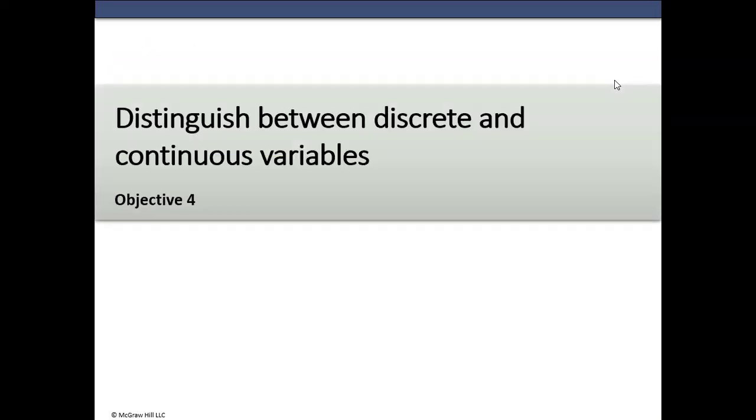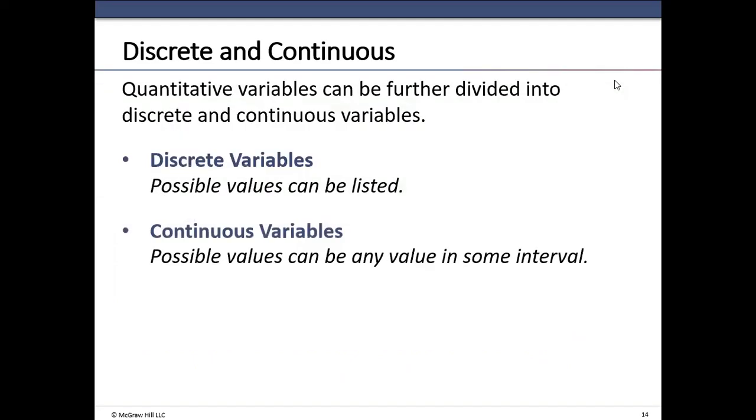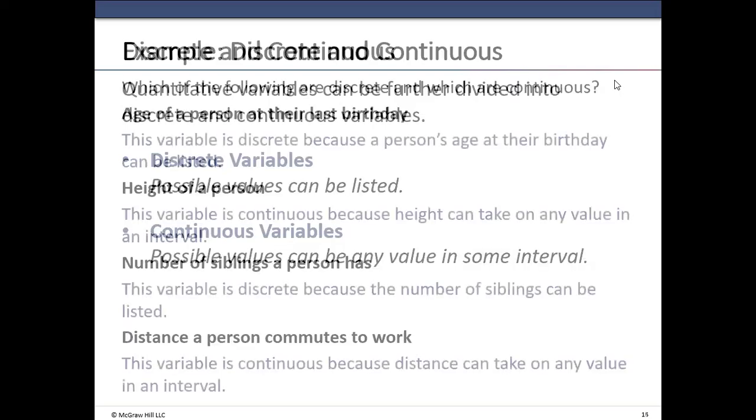Distinguish between discrete and continuous variables. So what is a discrete variable? Possible values can be listed. These are in the case of quantitative variables, two kinds of quantitative variable, discrete variable and continuous variable. For continuous variables, the possible values can be any value in some interval. So discrete variables are listed, such as number of brothers and sisters. Continuous variables can take any value in an interval.